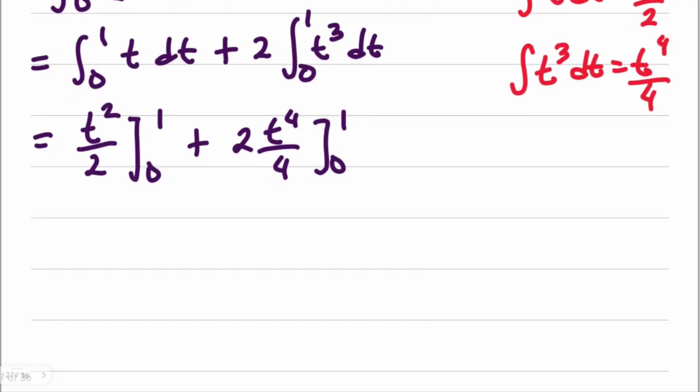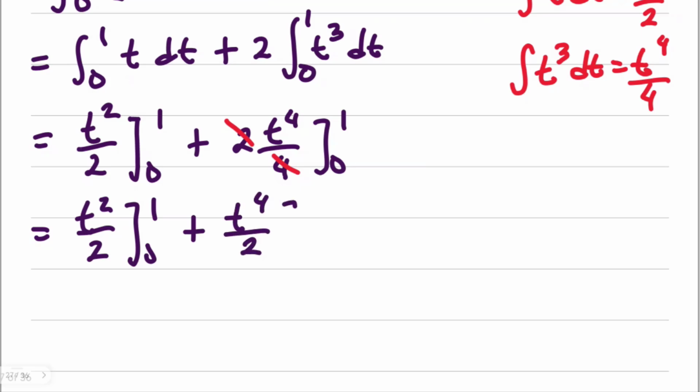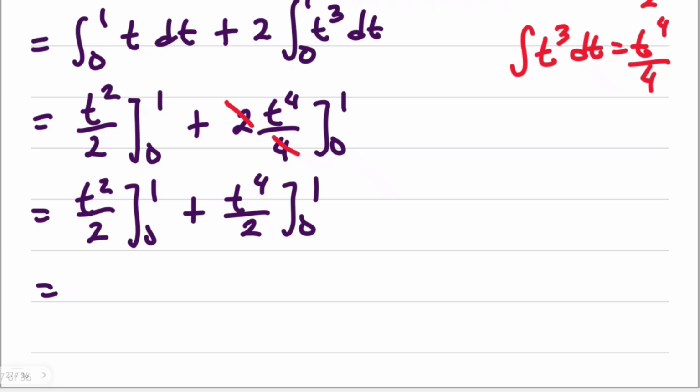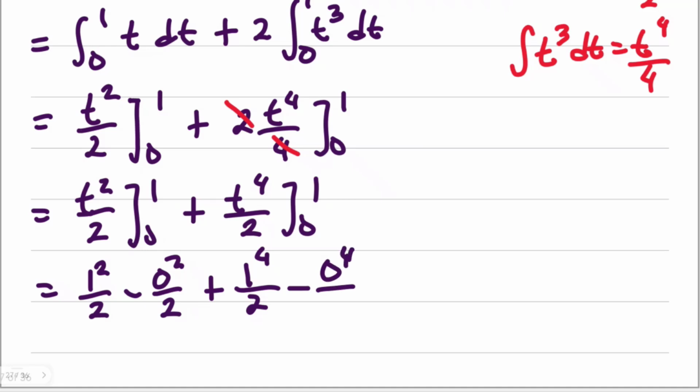Take note, you can still simplify this. So let's try to simplify that before substituting the boundaries. So you have t squared over 2 from 0 to 1 plus t to the power of 4 over 2, 0 to 1. So let's break them now. You have 1 squared over 2 minus 0 squared over 2 plus 1 to the power of 4 over 2 minus 0 to the power of 4 over 2. This will give us 1/2 minus 0 plus 1/2 minus 0. So 1/2 plus 1/2 is equal to 1.